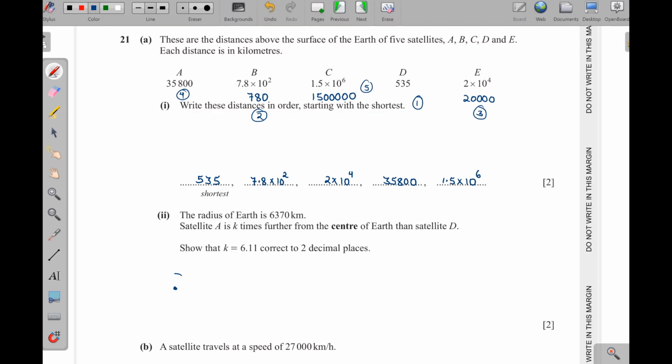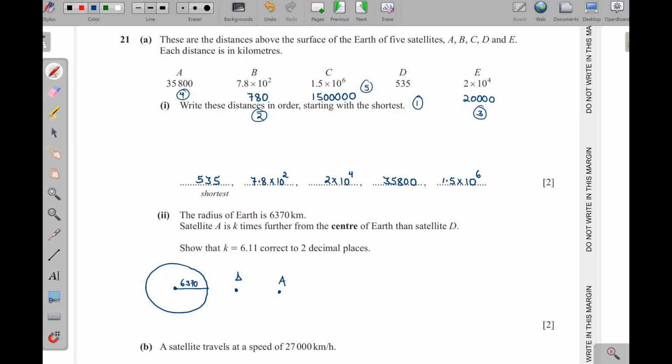In fact, let me try to draw something here. This is the Earth, and its radius is 6370 kilometers. Now they are saying satellite A is K times farther from the center than D. So A is far away compared to D. So I can have maybe A here and then D is here.